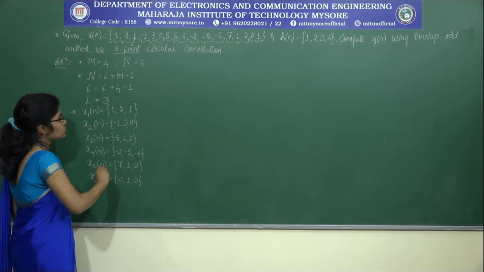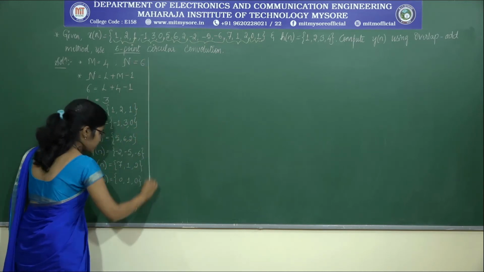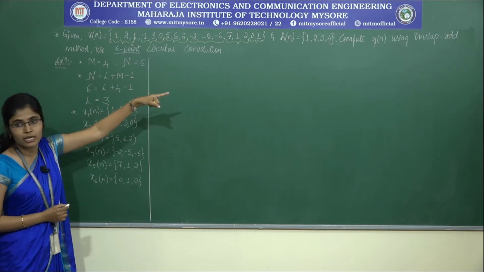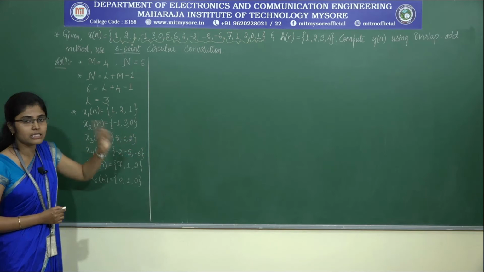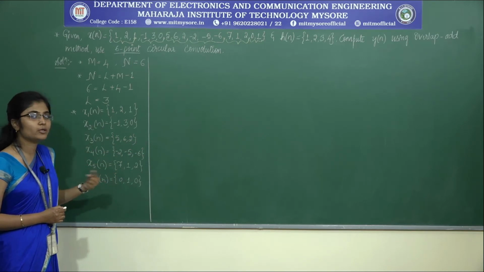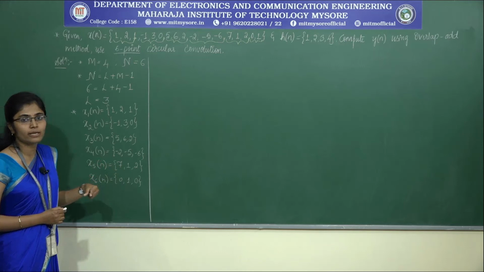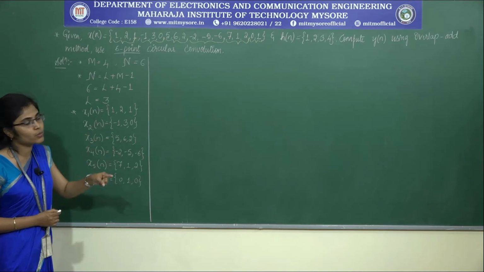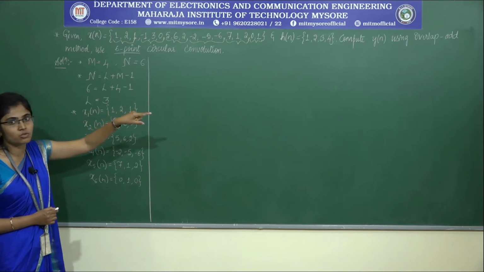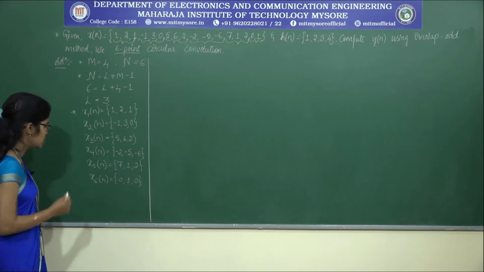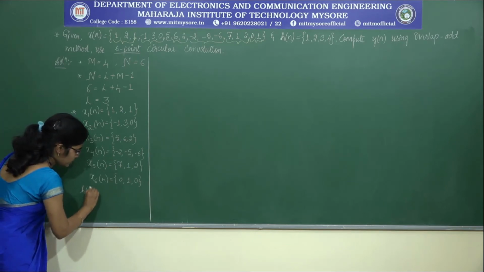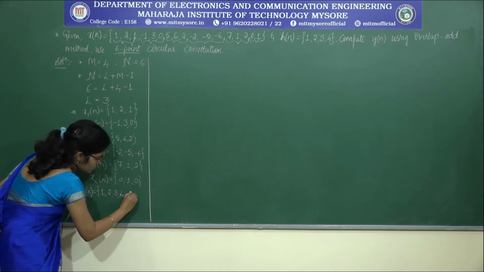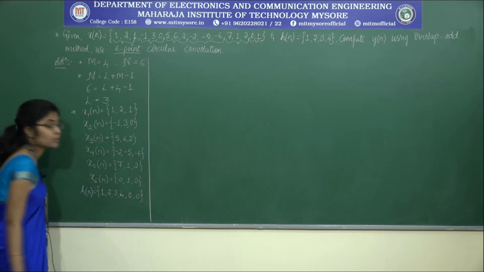Now I need to check the length of h of n with the length of n. The value of n is 6, but h of n is having 4 samples. The lengths are not matching. What do I need to do? I need to append zeros. I need to append L minus 1 zeros. The value of L is 3, so 3 minus 1 is 2. So I need to append 2 zeros so that the length of h of n will be equal to 6. If I append zeros, h of n will be equal to 1, 2, 3, 4, 0 and 0. So this is nothing but L minus 1 zeros.